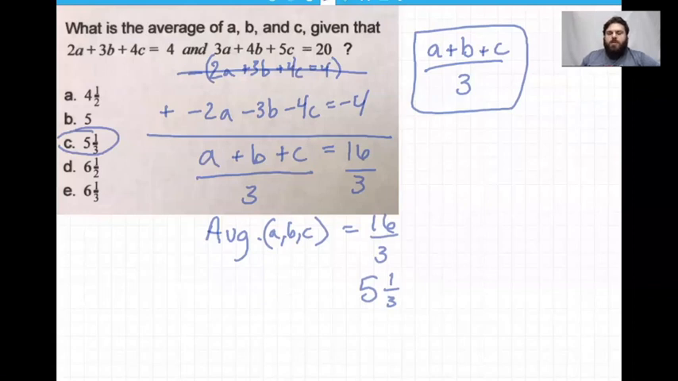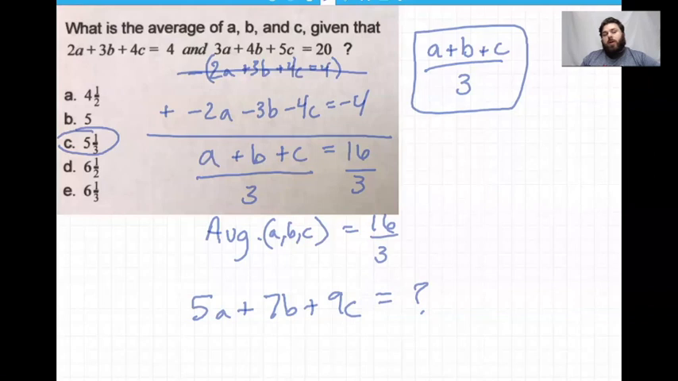Okay, so just remember, when you're dealing with systems, you can manipulate the system to look like what you want to know. Like if for some reason it said, what is 5A plus 7B plus 9C equal to? If that was the question, I would look at those 2 equations and say, oh, look, if I added those 2 equations, I would get that expression right there, this 5A plus 7B plus 9C.